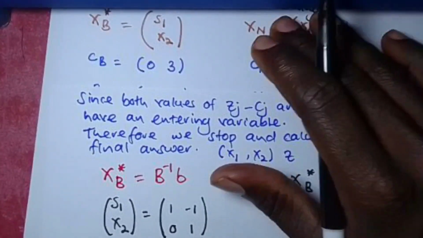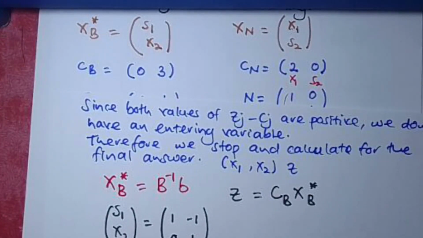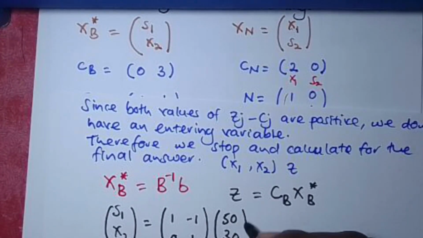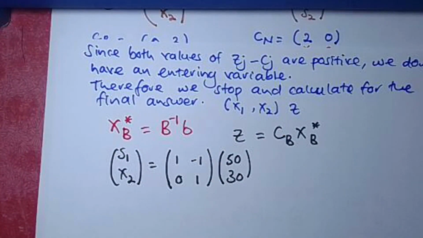Now our small b set for that one didn't change. It was 50, 30. I don't have it here, but it was 50, 30. So that is simply it. So we shall calculate for that from that.